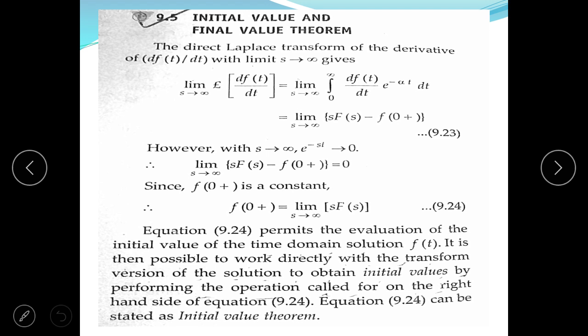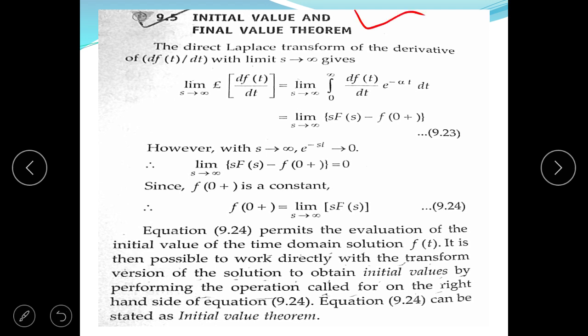Next concept is initial value and final value theorem. What are the initial and final value theorems? According to the initial value theorem, we can obtain the response of the function initially. The behavior of the circuit at t equal to 0 is obtained with the help of the initial value theorem, and the response of the circuit at t equal to infinity is obtained by the final value theorem.